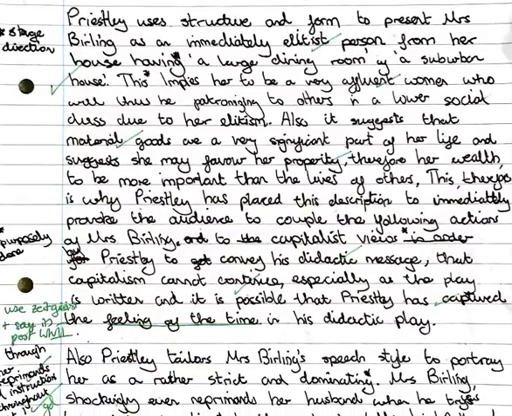Priestley uses structure and form to present Mrs. Birling as an immediately elitist person from her house having a large dining room of a suburban house. This is purposely done to imply her to be a very affluent woman who will thus be patronising to others in a lower social class due to her elitism. Also, it suggests that material goods are a very significant part of her life and suggests she may favour her prosperity, therefore her wealth to be more important than the lives of others.